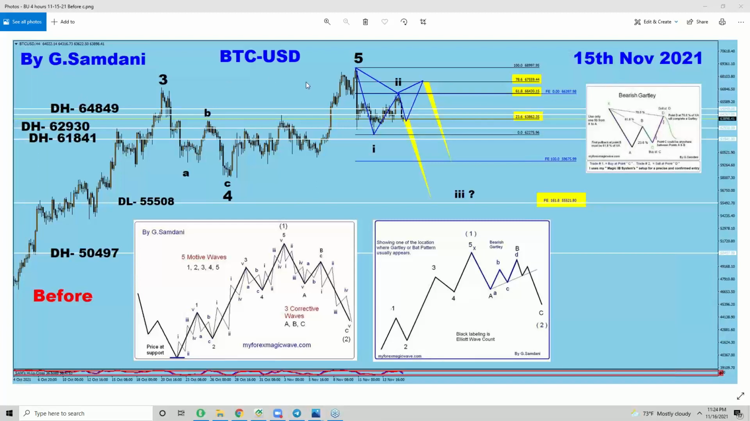This video is about mixed things: the trades from yesterday and today, and the Bitcoin chart that I made. That's for the direction, and the chart for gold for the direction. So let's get started. This is the chart I made for Bitcoin on the 15th, yesterday.